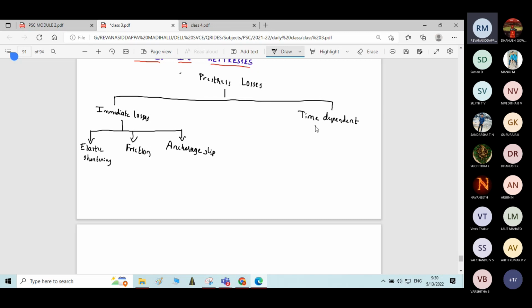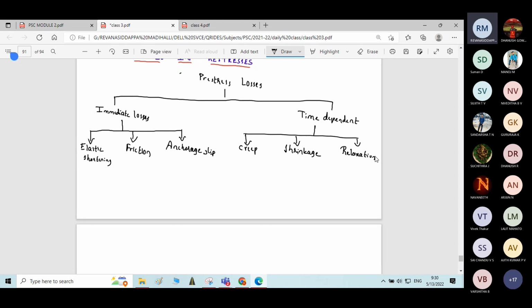And the time dependent losses are loss due to creep, loss due to shrinkage, and one more loss, due to relaxation of stress in the steel. These are all time dependent losses. These losses take place after a certain duration, after a certain period, in the pre-stressed concrete member.